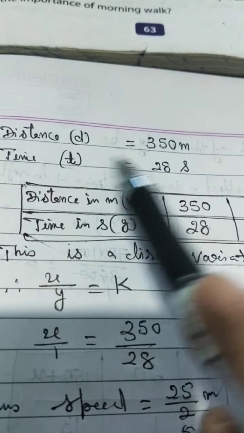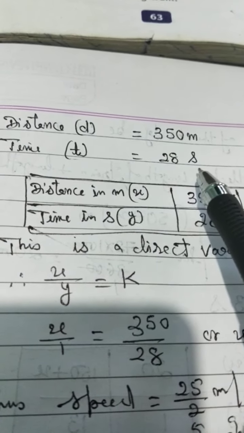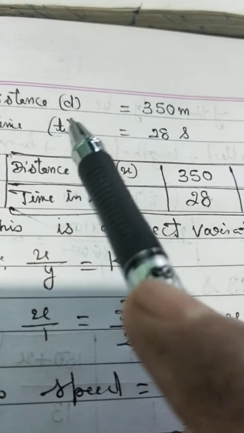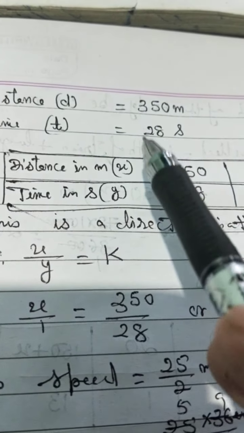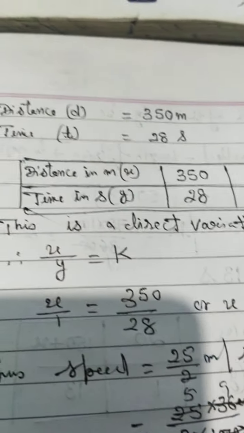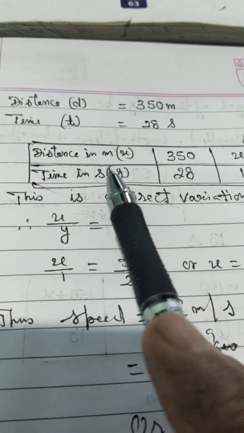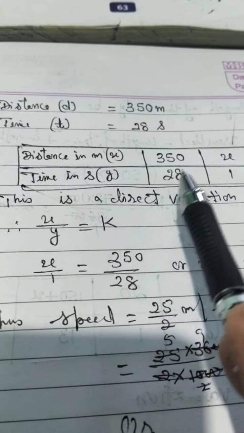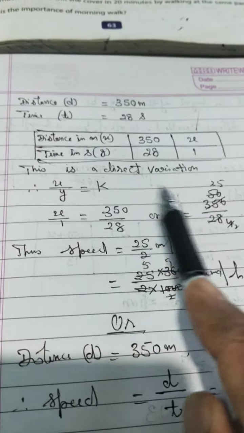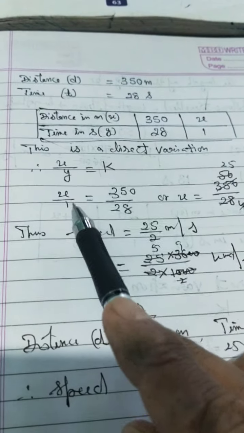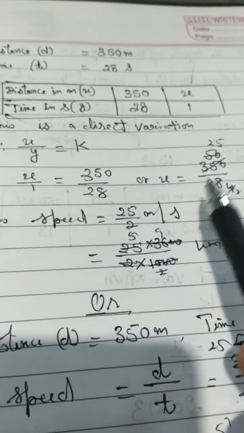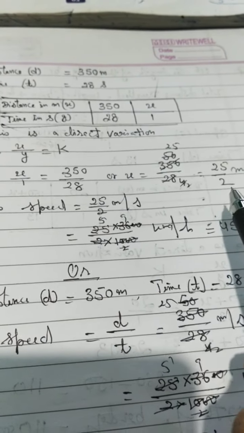Distance d is equal to 350 meter, time t is equal to 28 seconds, because in this case again, a train 350 meter long crosses an electric pole in 28 seconds. So again we cannot take the dimensions as negligible. So distance traveled is equal to the length of the train. Distance in meter x is 350 and time taken is 28. If your distance is x, then time will be your 1. Again this is a direct relation. x upon y is equal to k, x upon 1 is equal to 350 upon 28, or x is equal to 350 upon 28, which is 25 upon 2 meter per second.